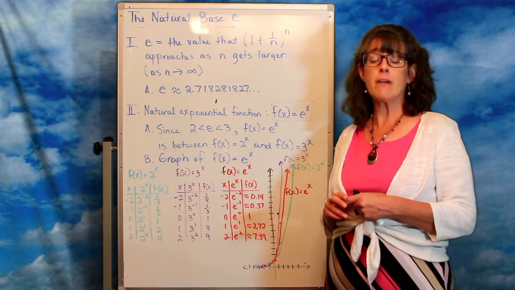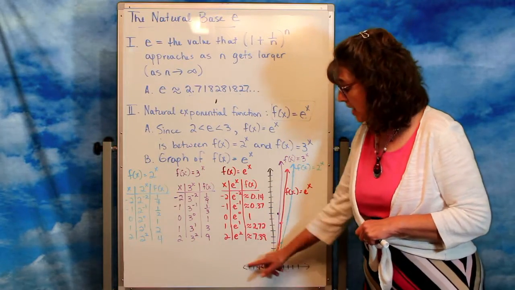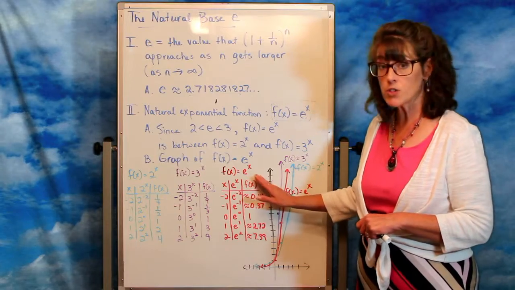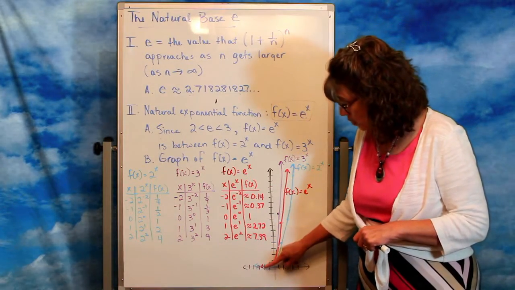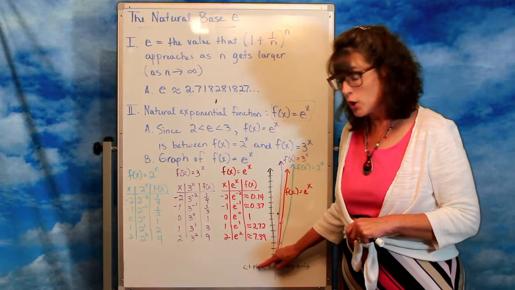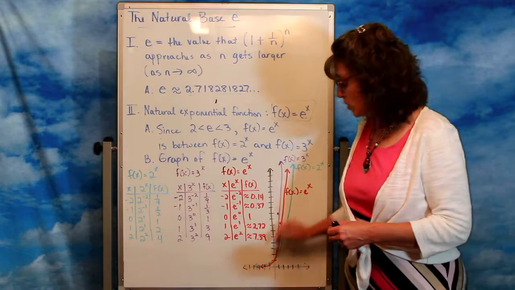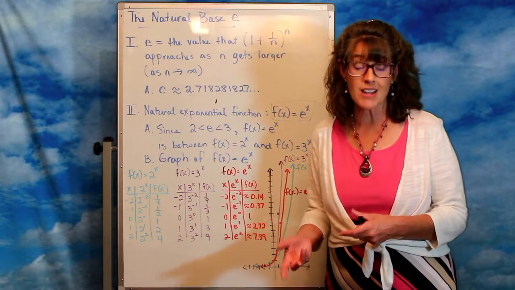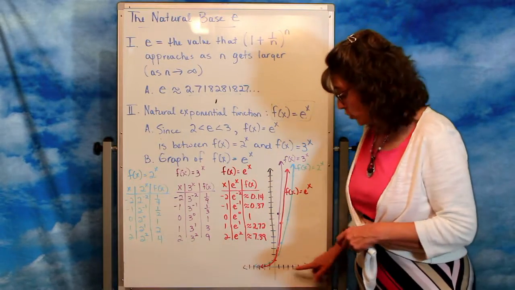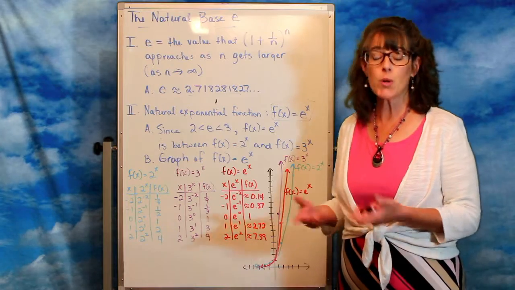We also talked about the x-intercept, that there was not going to be an x-intercept because the x-axis is an asymptote, and that occurred here with this graph. As your x value decreases, this y value is going to get closer and closer to 0, but it's never going to get to 0. So in other words, this graph is never going to touch the x-axis, it's never going to cross the x-axis.